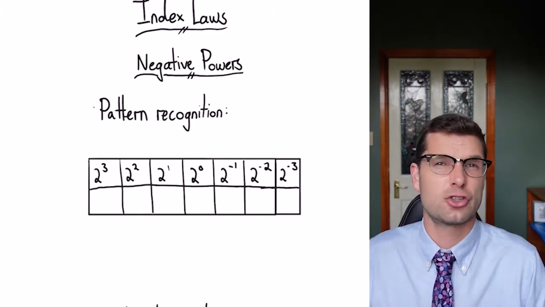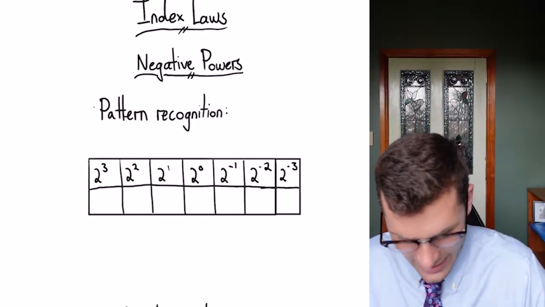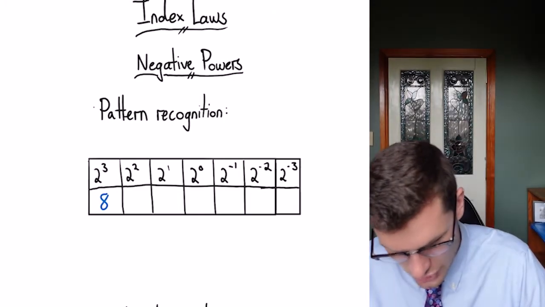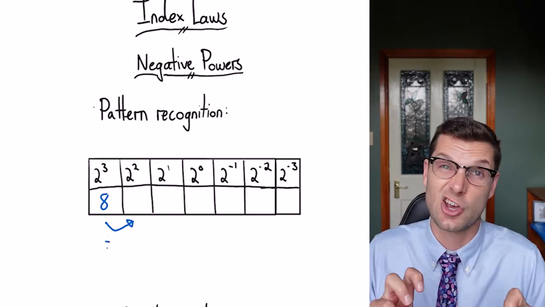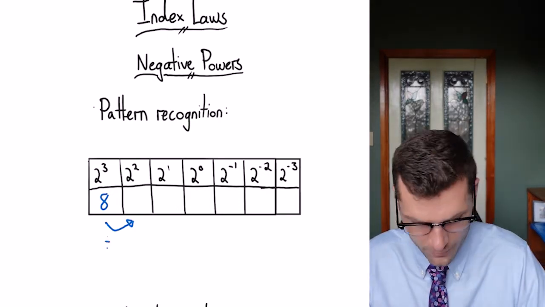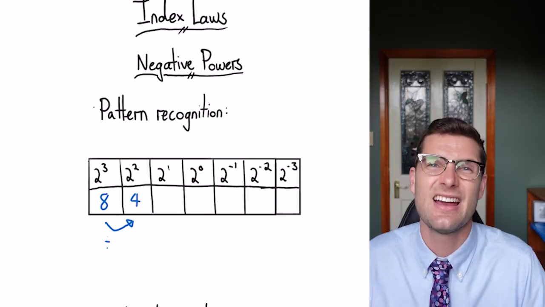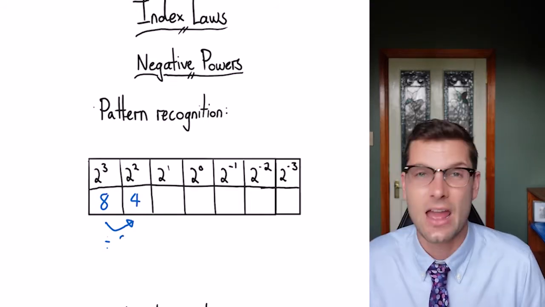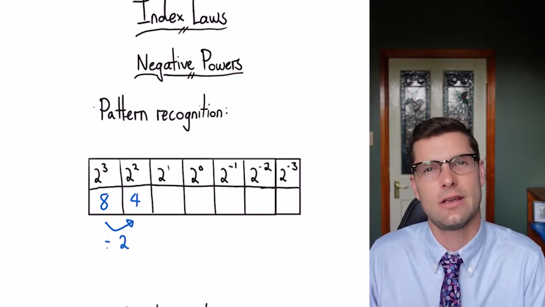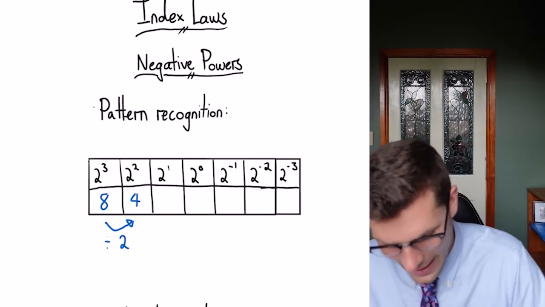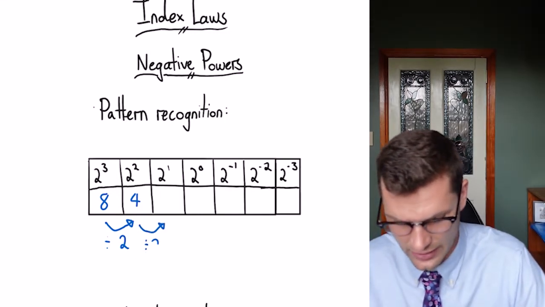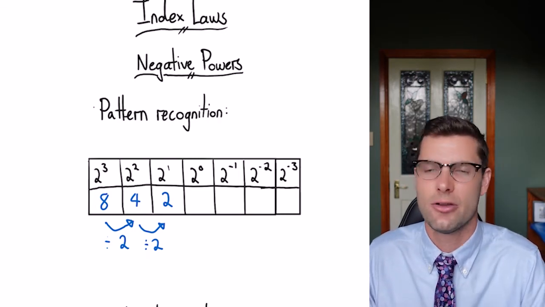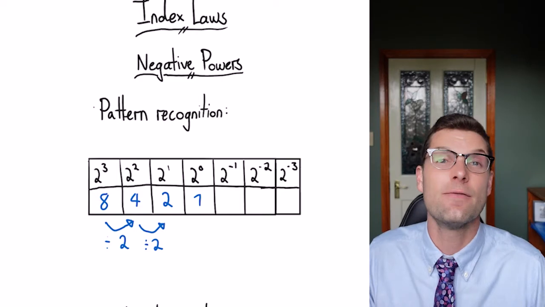So in this table, I've got 2 to the power of 3, which is equal to 8. To change that into 2 to the power of 2, what I've got to do is get rid of the last times 2 from that expanded form, which becomes 4. So another way to think about it is that I'm dividing that term by 2. To turn 2 to the power of 2 into 2 to the power of 1, I again have to divide by 2, which leaves me with 2. And if you watch my last video, we know that 2 to the power of 0 is equal to 1, again following in that pattern.